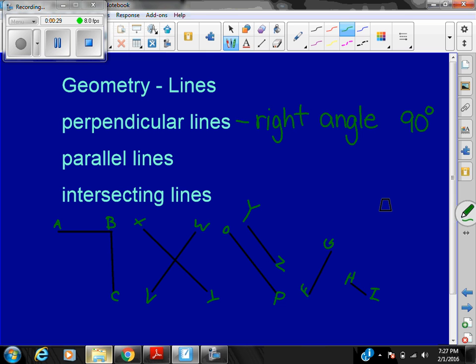Parallel lines are lines that are across from each other, that they're the same distance apart the entire time, and they never intersect or cross. So they never cross, and they're the same distance apart.